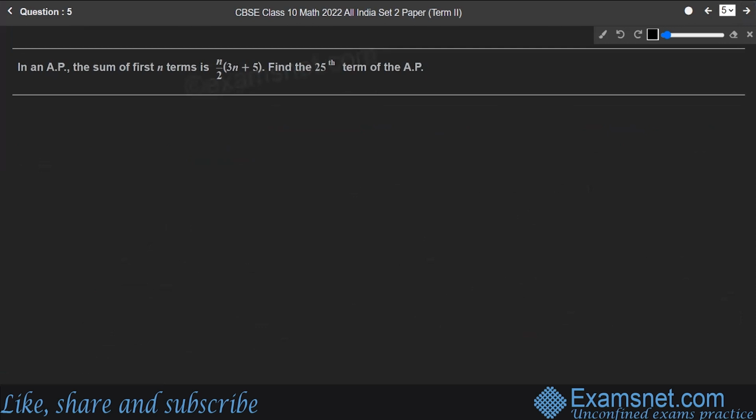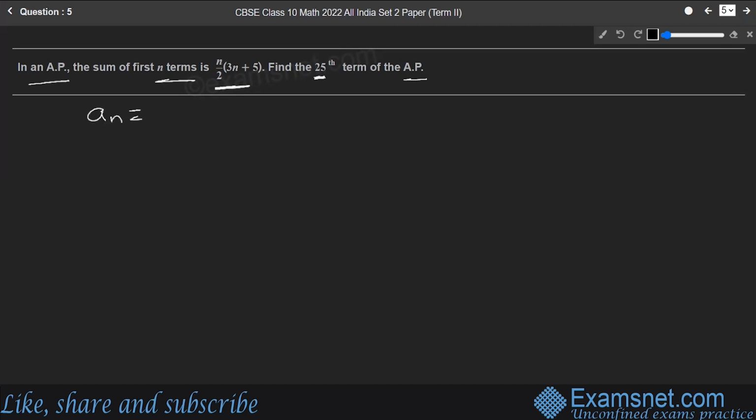Now, what is there in 5? In an AP, the sum of first n terms is n by 2, 3n plus 5. Find the 25th term of the AP. Okay, the sum of the first n terms is n by 2, 3n plus 5. So we are supposed to find out the 25th term of the AP. So we can use a formula.